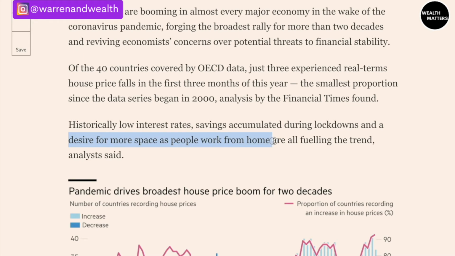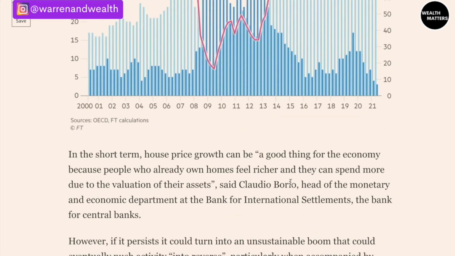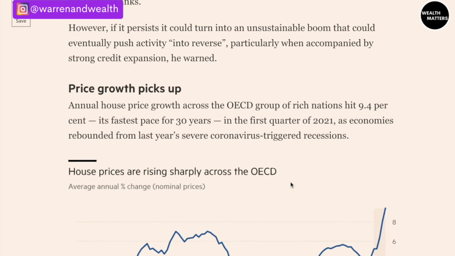A lot of people are upping and leaving to find properties that are more spacious, which means a higher demand for properties and thus prices going up. So those are three key factors that are driving the rise in property prices across the world, guys.